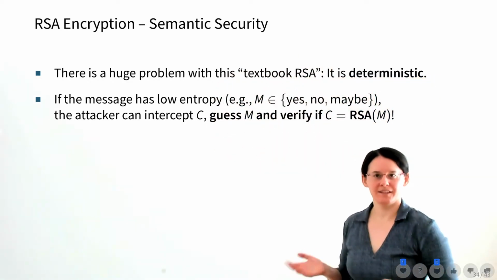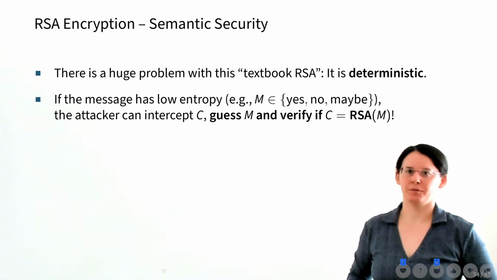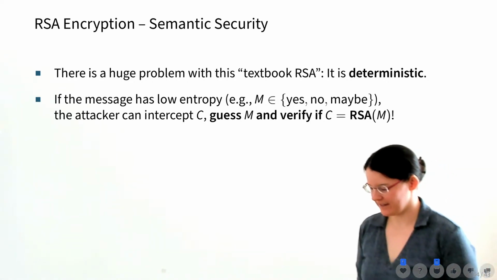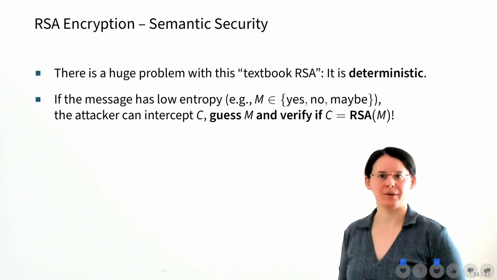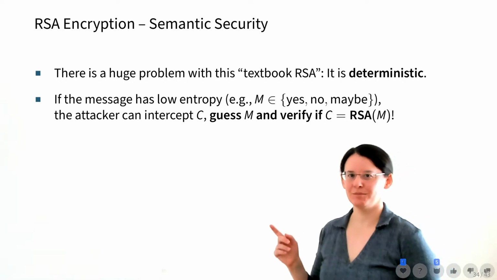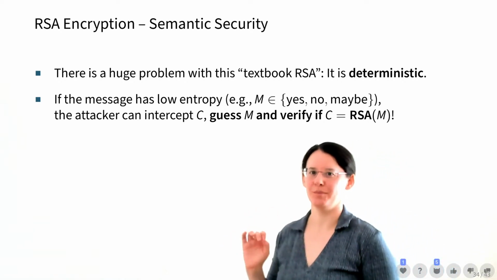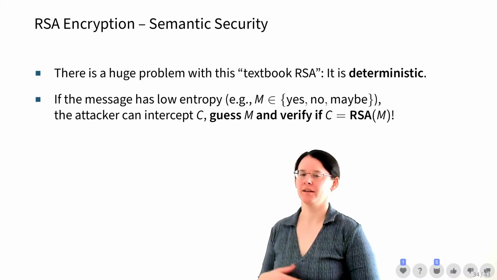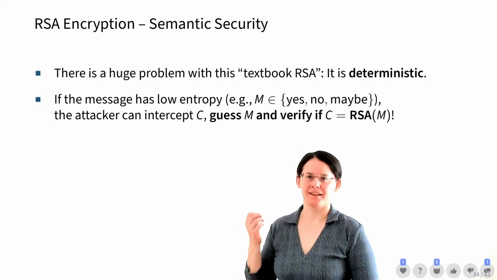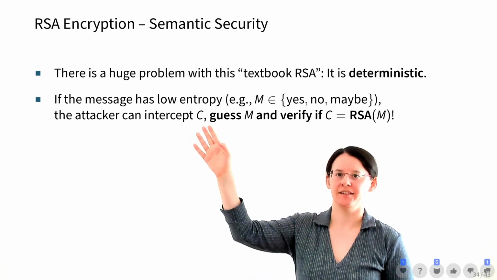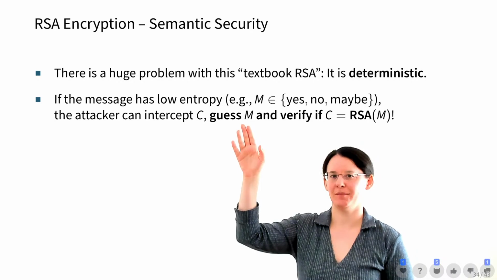So this problem is that the RSA we've seen so far is deterministic. That's a problem we've already seen in the symmetric case. That's why we had nonces. But it turns out that here, this determinism is so much worse than in the symmetric case because the attacker has the power to encrypt. So this means they can simply test whether any ciphertext that they intercepted matches a particular message.